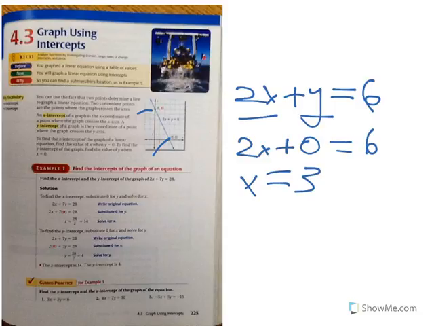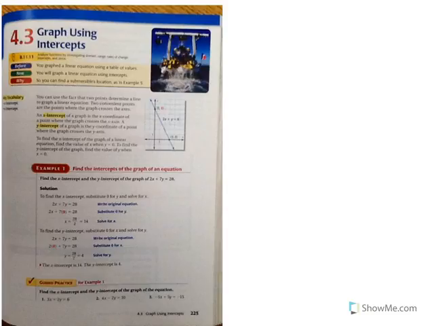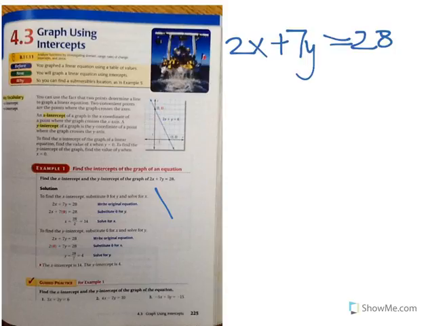Don't worry, we'll do a few more of these, and I think it will make more sense then. So let's go ahead and look. So finding the intercepts of the graph of an equation. Here is the equation we're going to be working with. So there's the equation, and the first thing we're going to do is try and figure out what the x-intercept is. To figure out what the x-intercept is, the y value has to be 0.